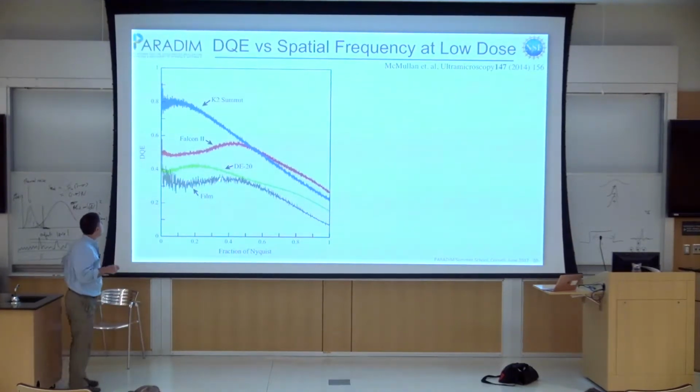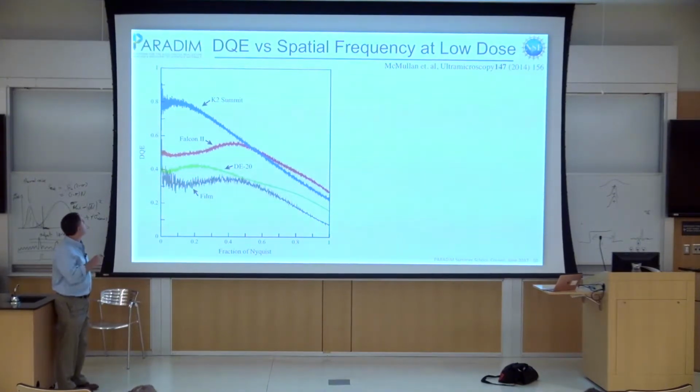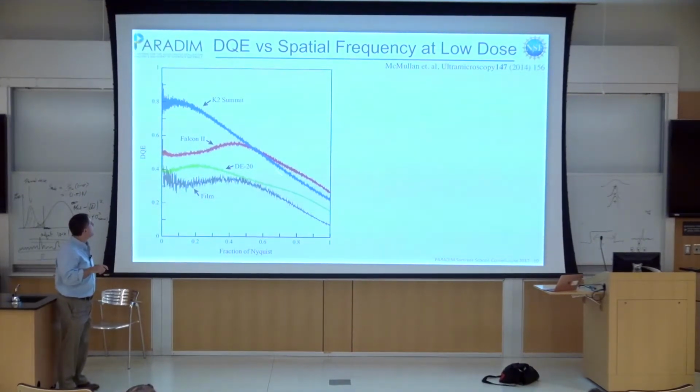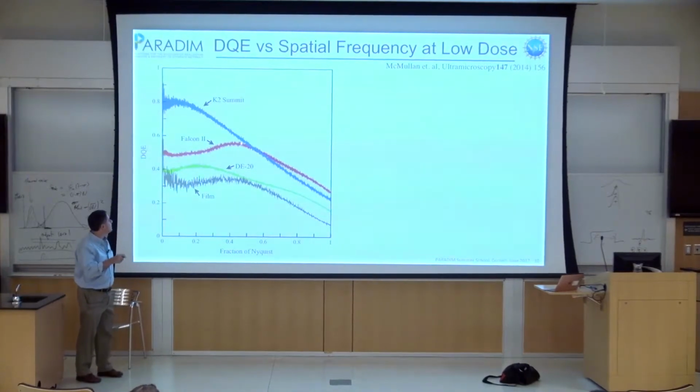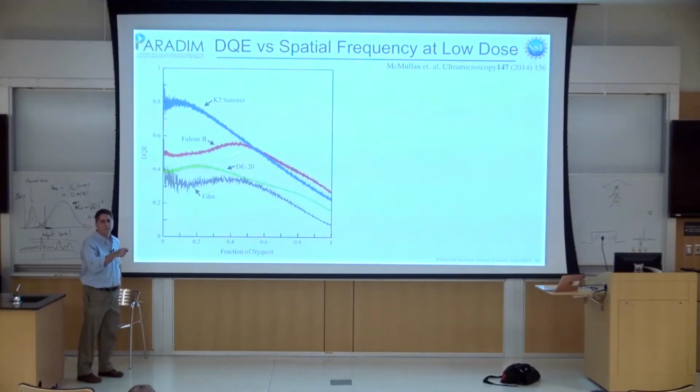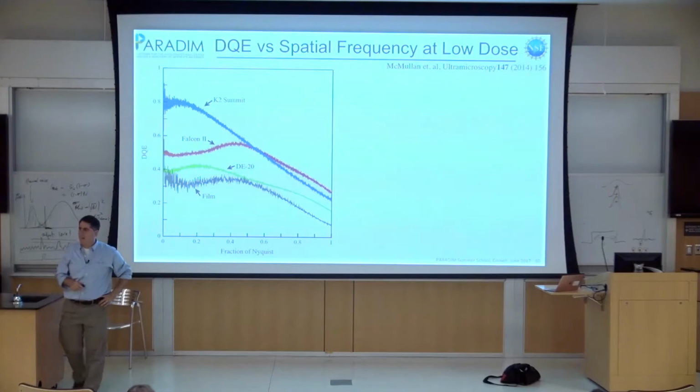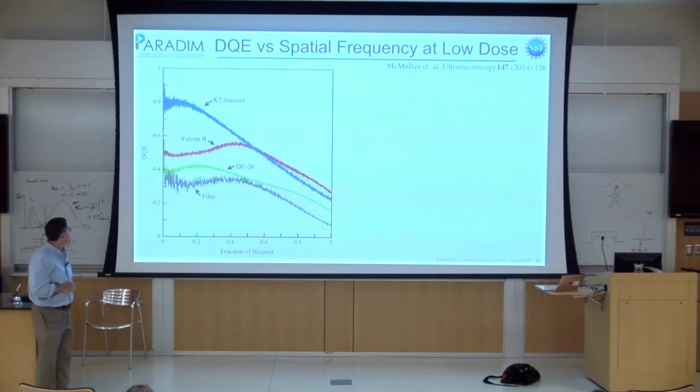Here are a couple of other direct electron systems. None of them have an ideal DQE, and none of them actually match the ideal curve either. But you can see the K2, which is the detector we got, is doing pretty nicely. 0.8 is close to 1. And over there, okay, it's dropped off. But usually you worry about DQE at half Nyquist, which is about there. So it's not bad, and it looks pretty good.